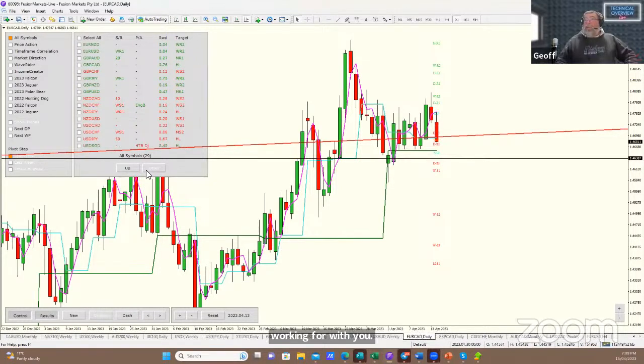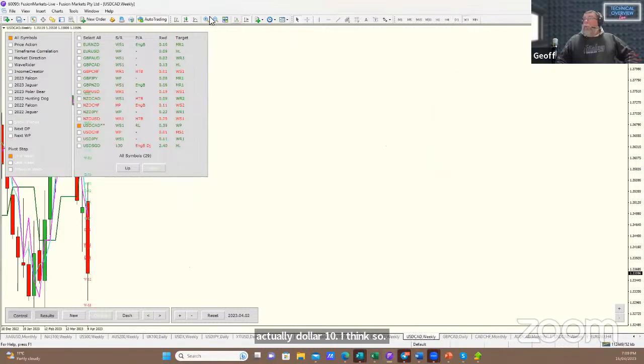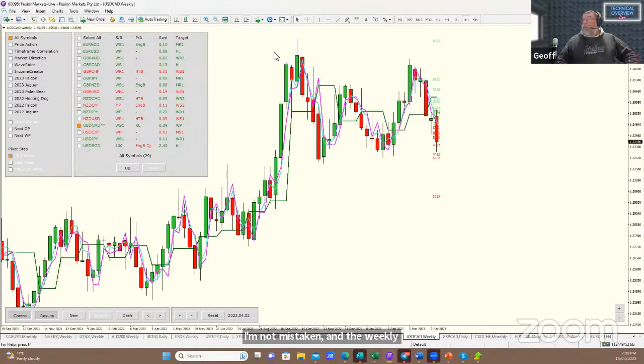Then I'll go down to my second and final one, which is actually dollar CAD, I think, if I'm not mistaken. And the weekly chart, once again, is telling me that we go short here. Now, for pretty much exactly the same reasons.